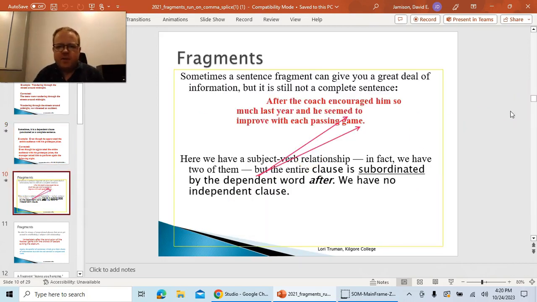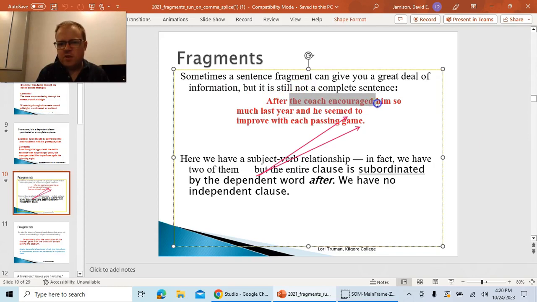Sometimes a sentence fragment can give you a great deal of information, but it is still not a complete sentence. So the example they give here: after the coach encouraged him so much last year, and he seemed to improve with each passing game. So the problem here is, again, it's an incomplete thought.